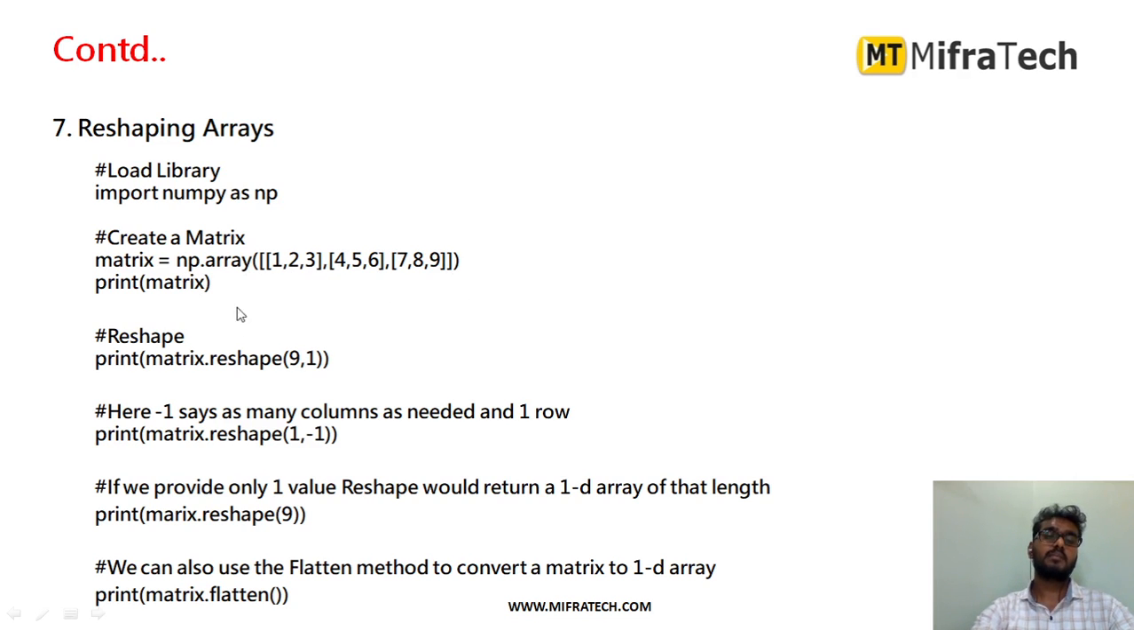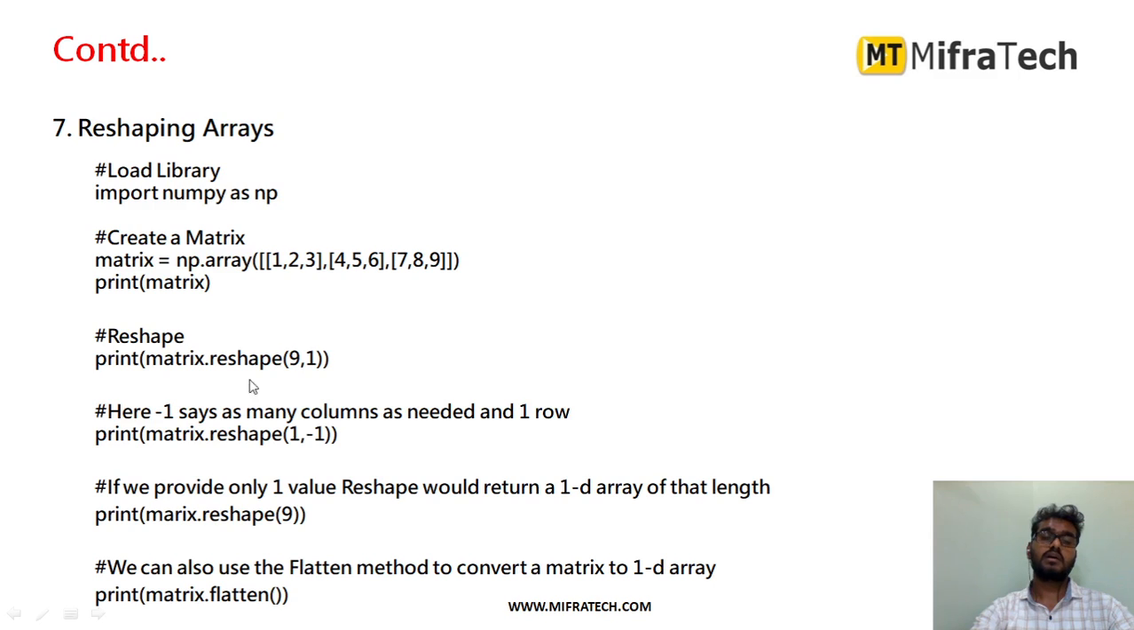So after creating the matrix, this is a 3 cross 3 matrix as I told. Now we are going to reshape it again, using the matrix.reshape command. This function is going to reshape our original matrix however we want. Here, matrix.reshape of 9 comma 1.